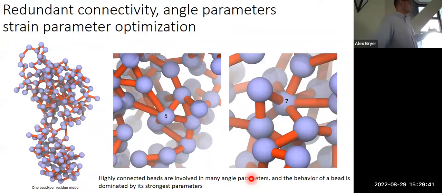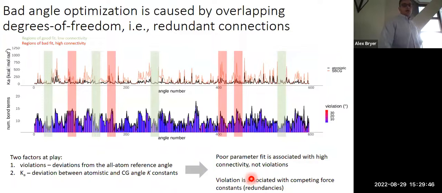The way that we proved that was, for each angle, we looked at the connectivity, so the number of connections associated with each bead at each angle. We plot these, with the x-axes aligned by angle number. I've shaded some exemplary regions red here. When the connectivity is high, we have really poor fit. When the connectivity is low, such as in these green regions, we have great fit.